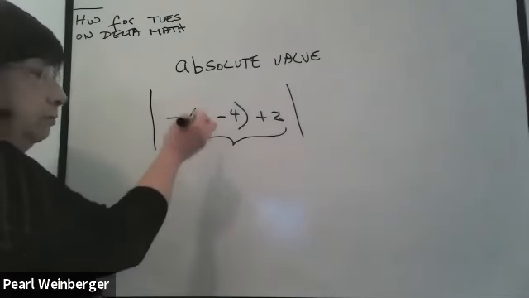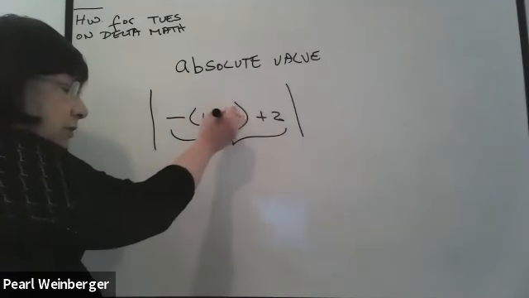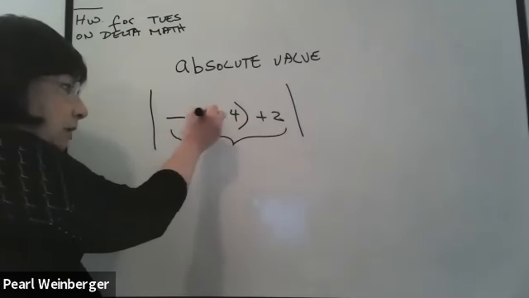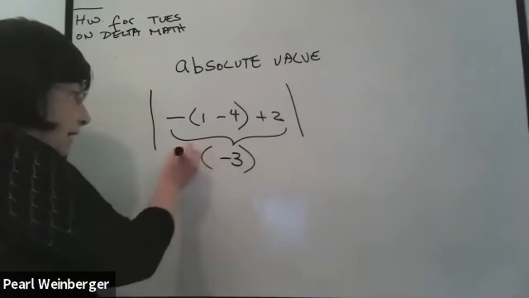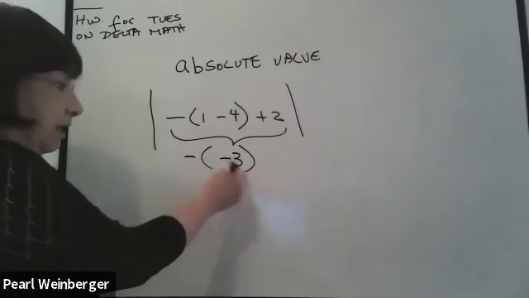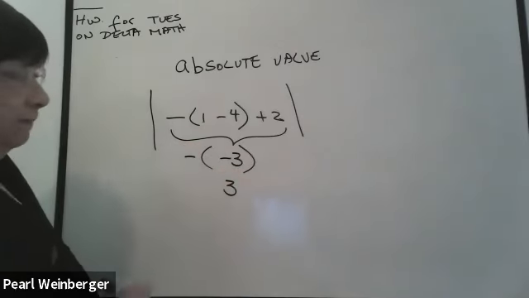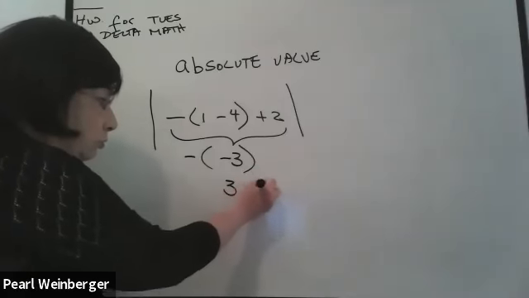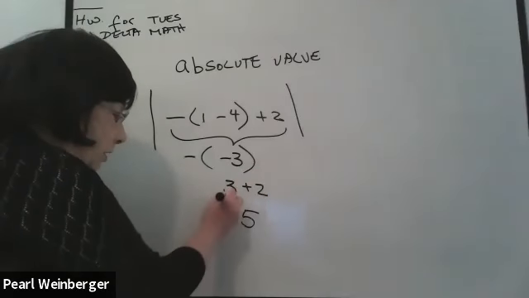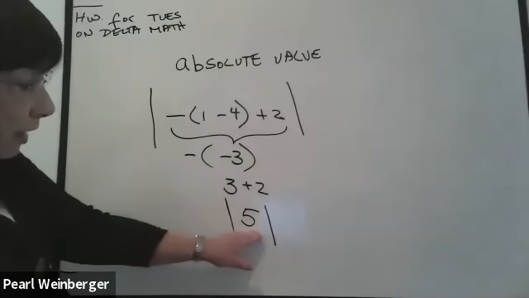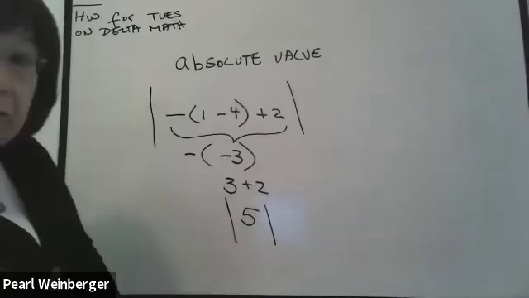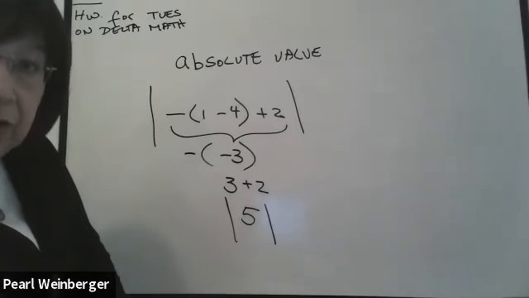Now, if I were doing it in my head, I'd first do the numbers that are inside the parentheses. This is 1 minus 4, which is -3. There's a minus in front of it, and a negative becomes a +3. And the 3 plus the 2 gives me 5. So I end up with 5. So first I simplify everything that's inside that absolute value, and then I figure it out. What is the absolute value of 5? 5.